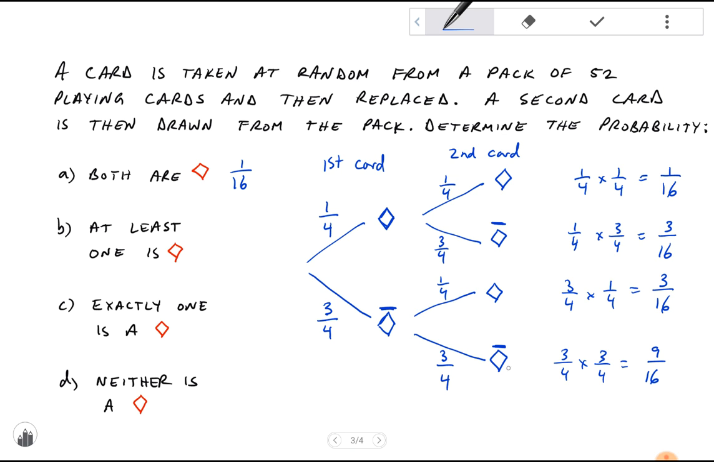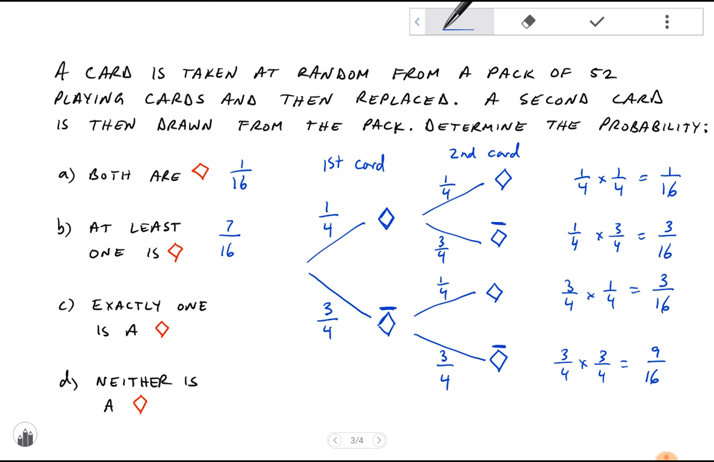And only this one doesn't have a diamond. So only the last row doesn't have a diamond. All the rest do. So we can add these up. 1/16 plus 3/16 plus 3/16, and that adds up to 7/16. So the probability of having at least 1 diamond is 7/16.